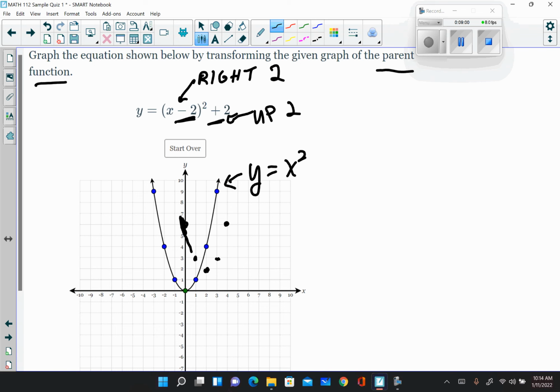So the entire parabola is shifted to the right 2 units and up 2 units. So that graph that I just made is y equals (x minus 2) squared plus 2.